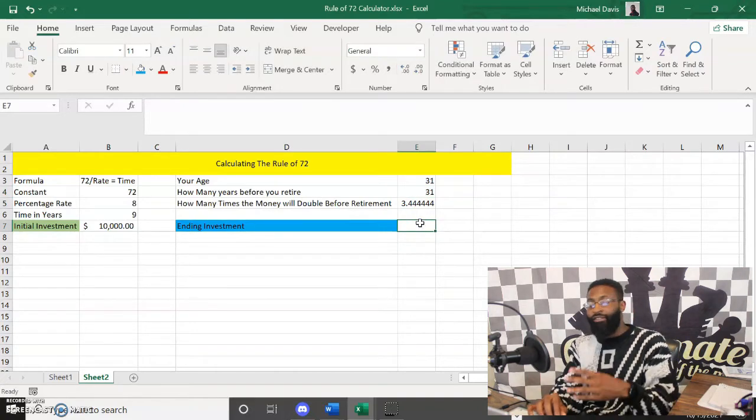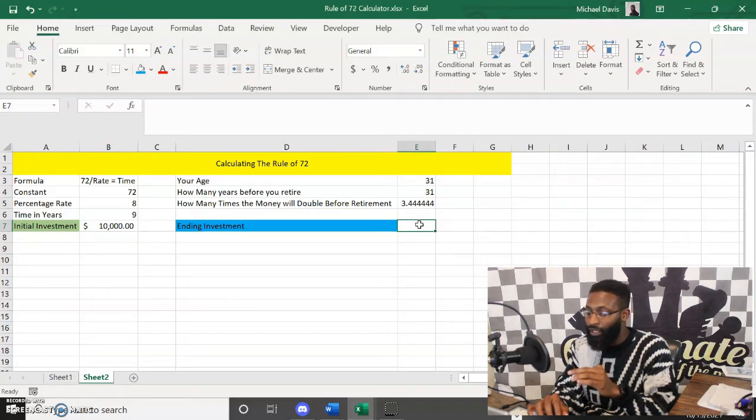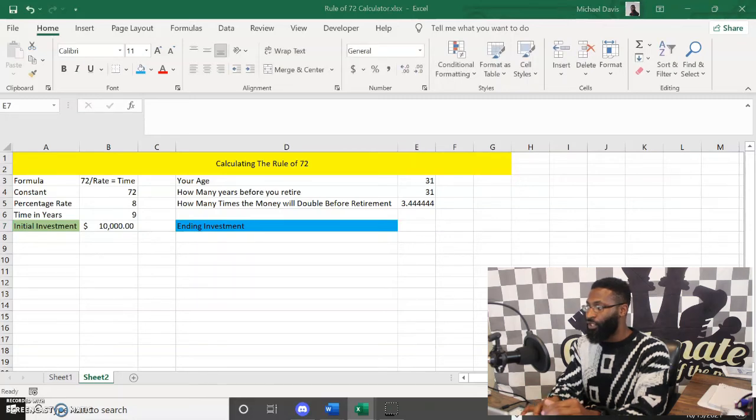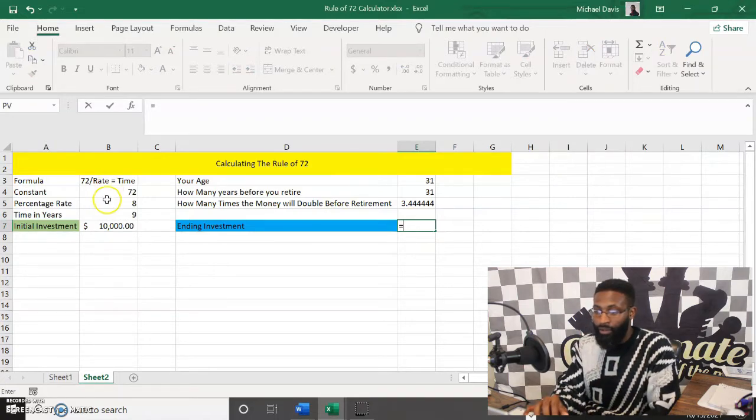And then we got to go back to the ending investment. So I got about 31 years to retire. I'm about 50% there. Let's see. The ending investment is going to be a little tricky, because this is where we have to actually build out the entire formula, which is going to start with the initial investment of $10,000.